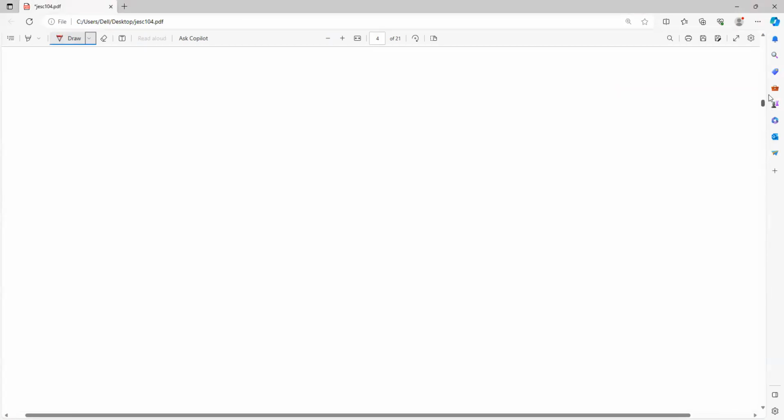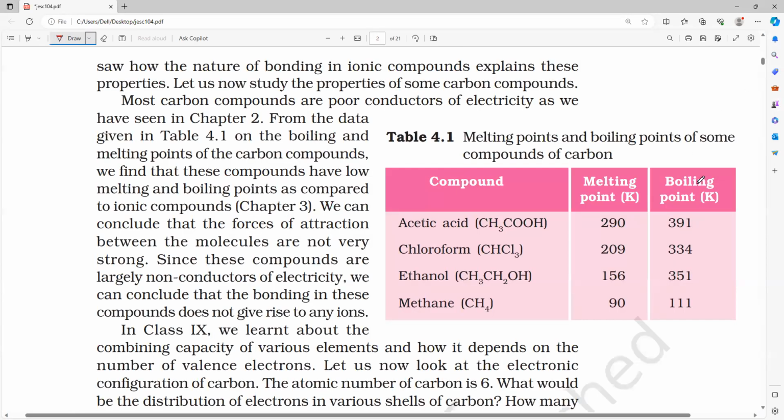That's why I said the first important table in this chapter is this one. Table 4.1. What is ethanol? Ethanol is also called ethyl alcohol. What is the melting point? Everybody check it. The melting point is 156 Kelvin and the boiling point is 351 Kelvin.